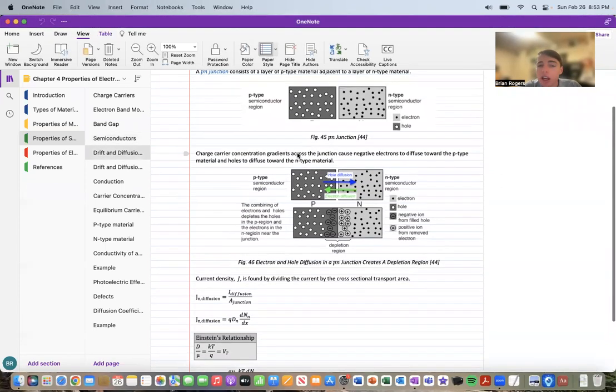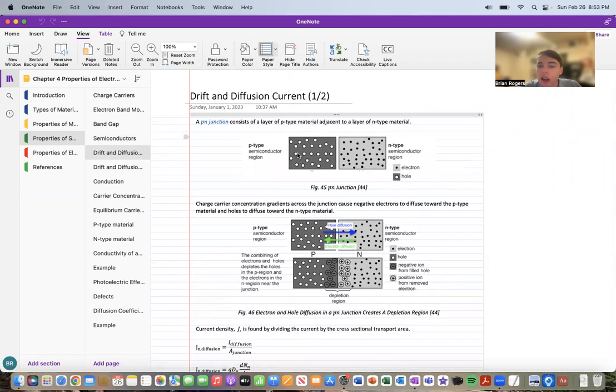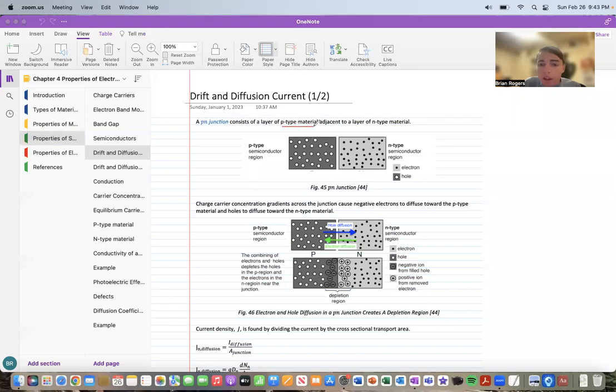So we often, in times, have our p-n junctions. And so we're going to talk about the p-n junction and why it's important. The p-n junction, basically, as you see right here, is a layer of p-type material adjacent to a layer of n-type material. So here we had the p-type material, and then it's sandwiched right next to n-type material.